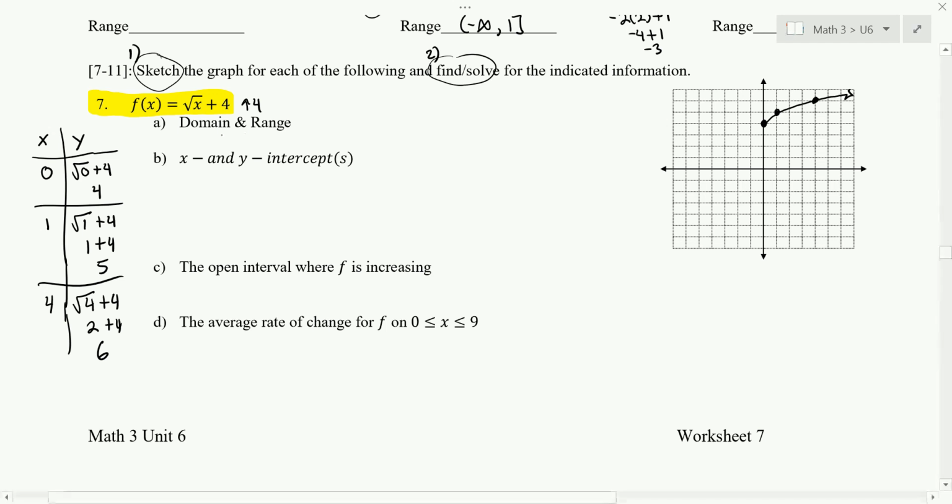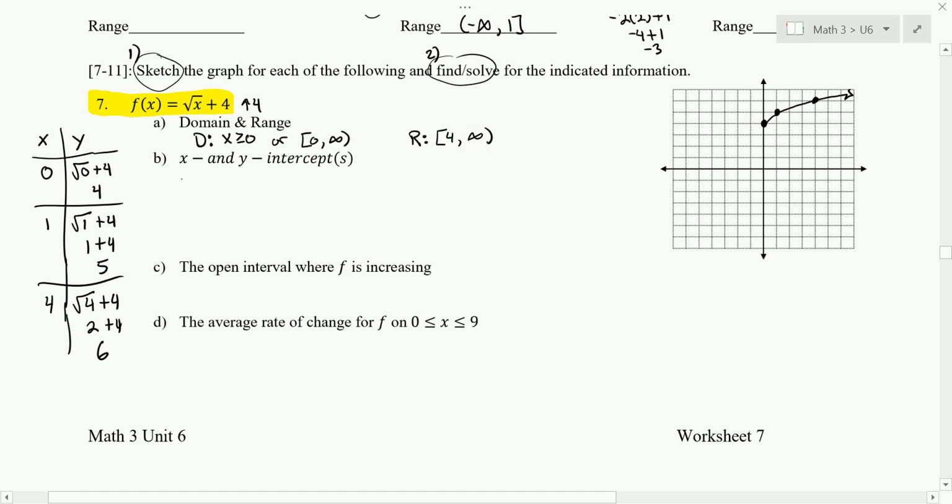So our domain is all x values greater than or equal to 0, because we can't take the square root of a negative, or we could write it as start at 0, go to infinity in interval notation. For the range, the lowest we see is at height 4, and it goes up to infinity.